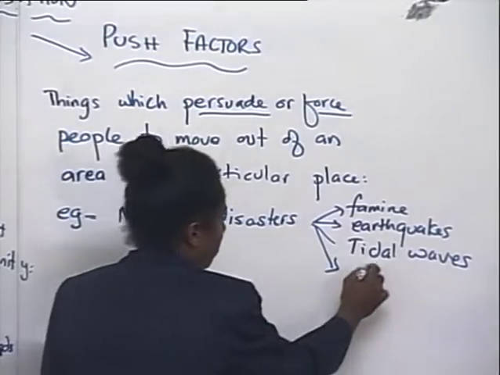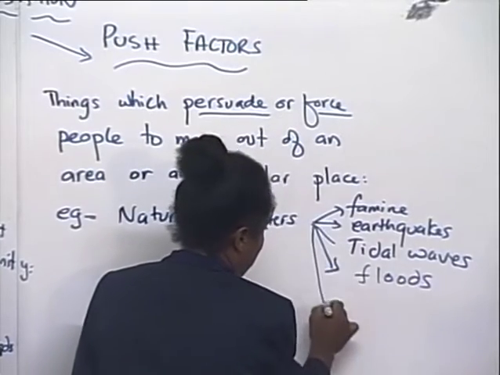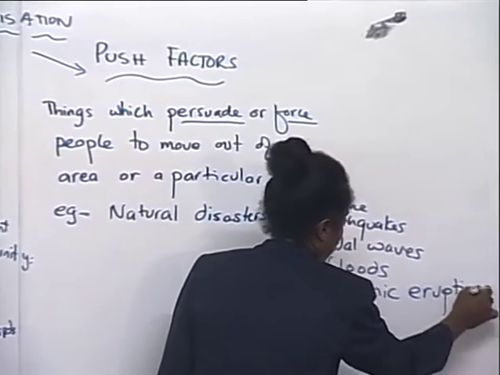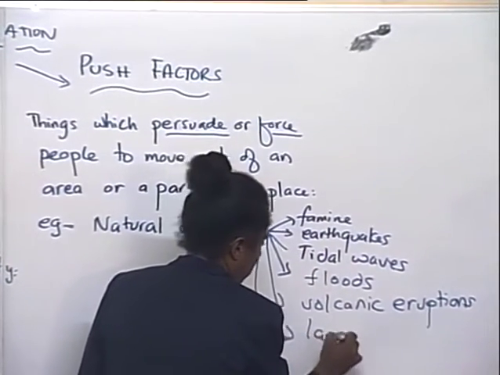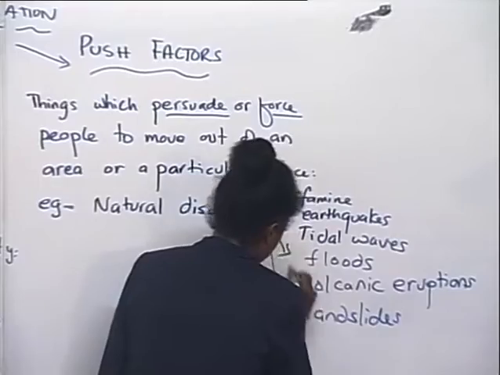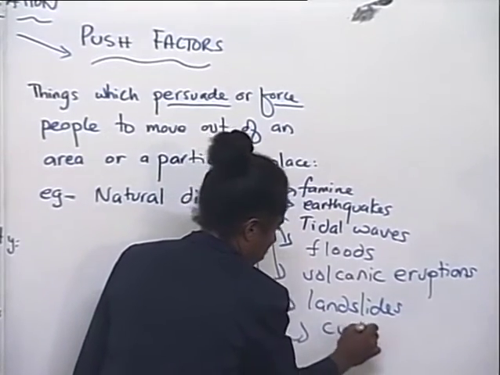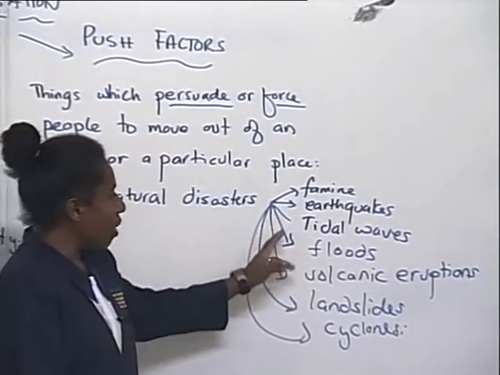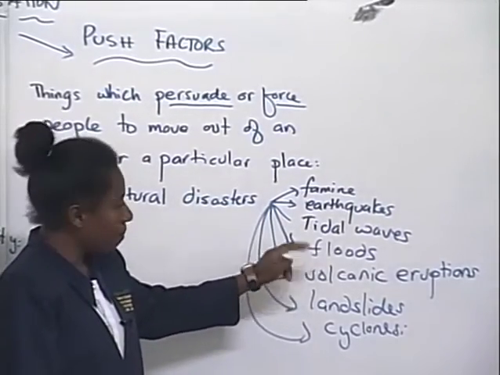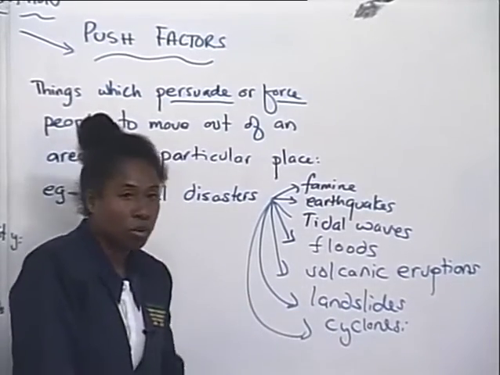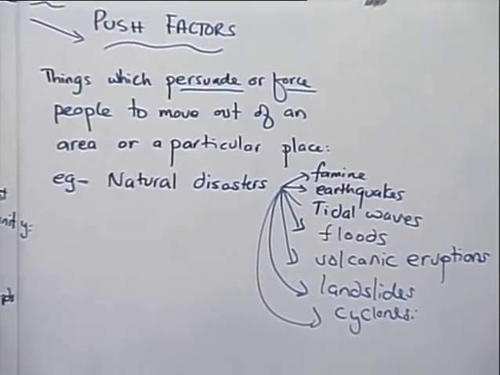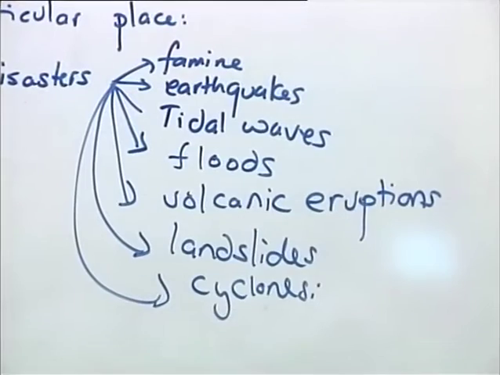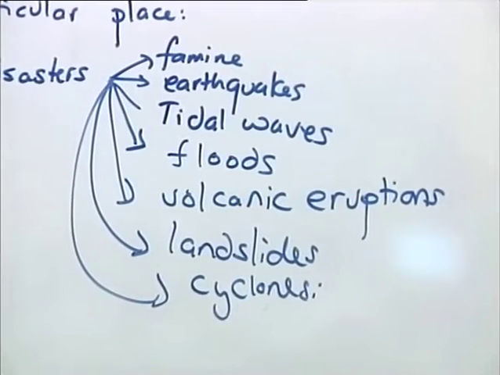Floods, okay, good. Okay, and many more that we can also make note of. Note, famine, earthquakes, tidal waves, or tsunami. We have floods, volcanic eruptions, landslides, cyclones, and so on. Drought, yes, would be another example. Rise in sea level could be another example. And many other natural disasters where people don't have control over what occurs.